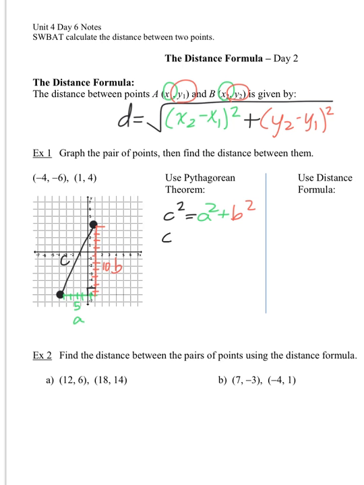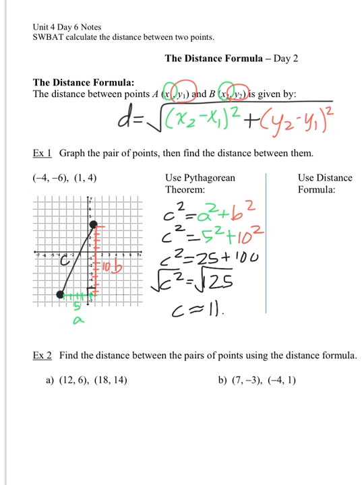So from here we can plug in the values we know. c squared equals 5 squared plus 10 squared. Doing some math on our calculators or in our heads, c squared equals 25 plus 100. If we combine those two, we get c squared equals 125. And last but not least, we take the square root of both sides and get c is about 11.1 units.